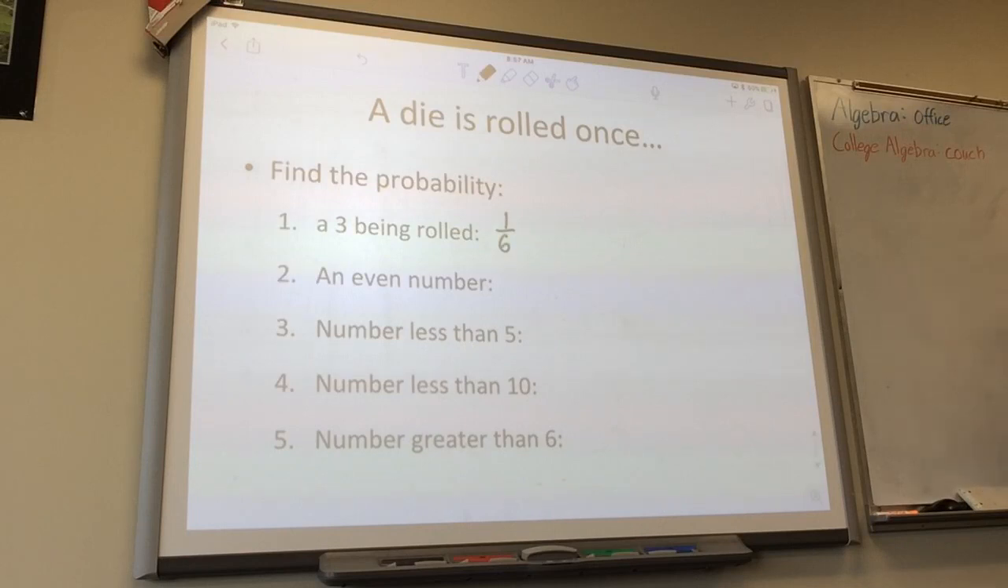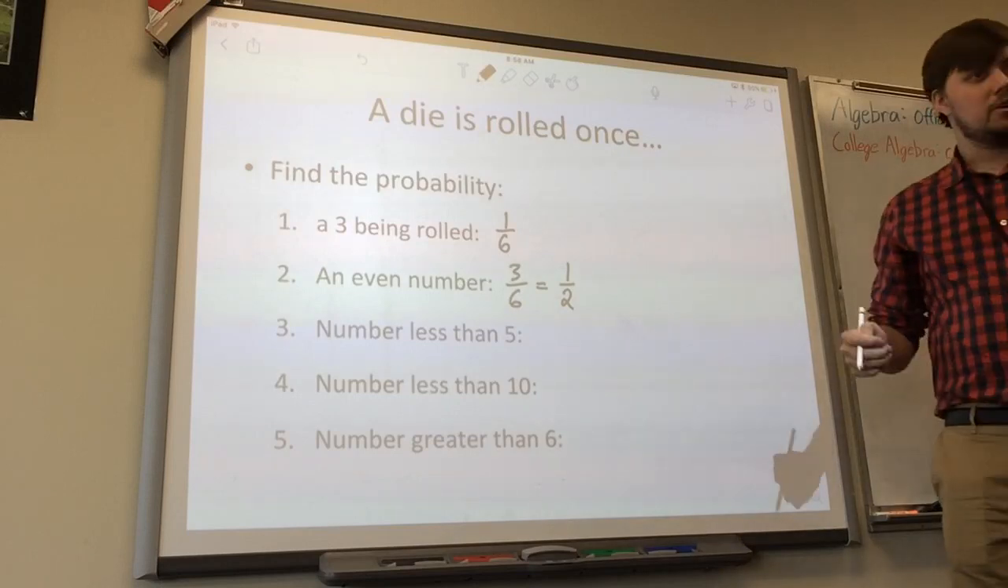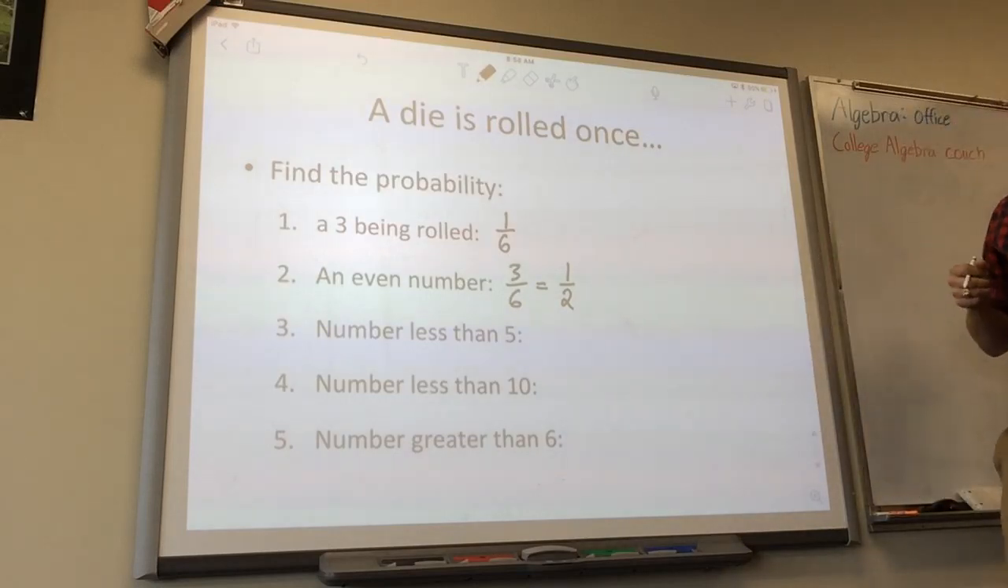What about an even number? How many even numbers are there on a die? 3. So 3 out of all the 6 sides, which we can simplify to 1/2. Half of the time, we should get an even number. So if you roll a die, that's the same probability as you flip a coin, as long as you're talking about an even number.